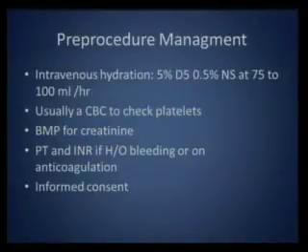Usually a CBC to check platelets. You don't need a lot of labs. A BMP for creatinine. This is just for the angiogram. PT and INR if there is a history of bleeding or the patient is on anticoagulation. If there is no history of bleeding and the patient does not have a liver disease, you do not need a PT and INR. Out of all these, in an emergent condition, only one test is required. That is, if the lady is pregnant, then you need to have a beta HCG level just to be sure whether the lady is pregnant.